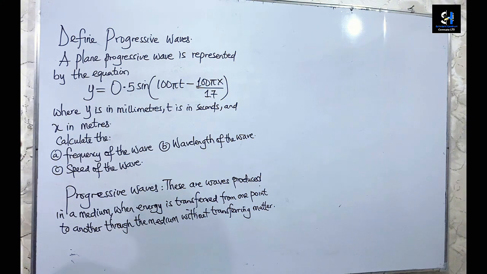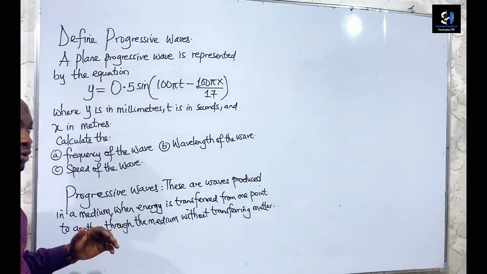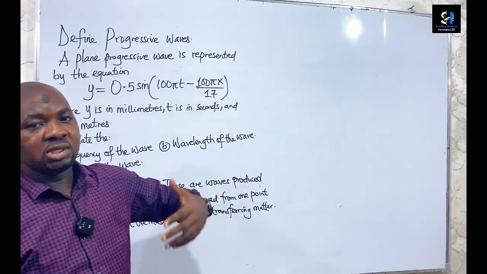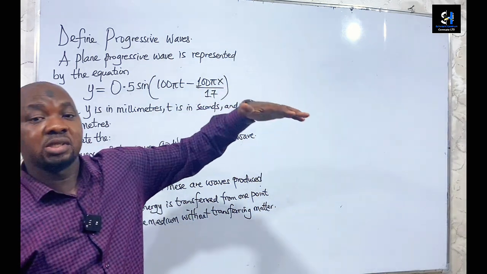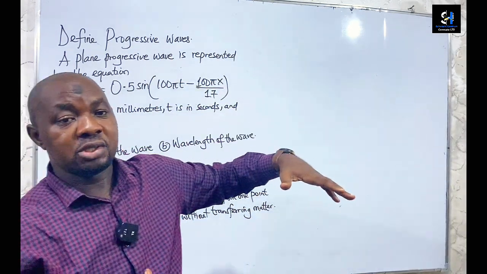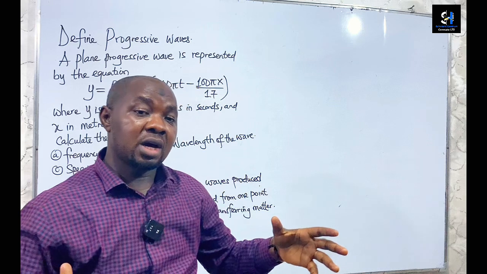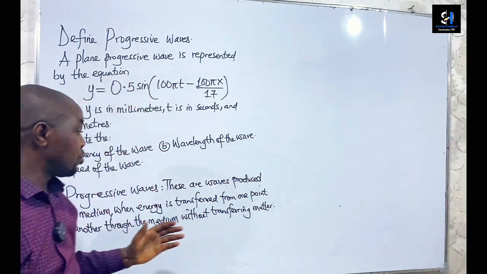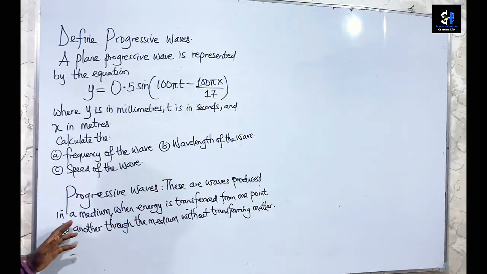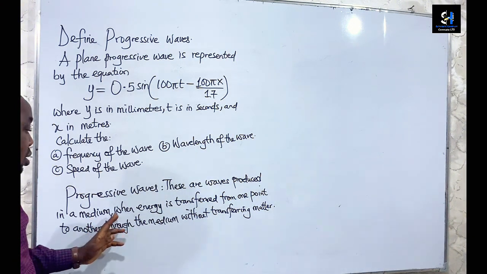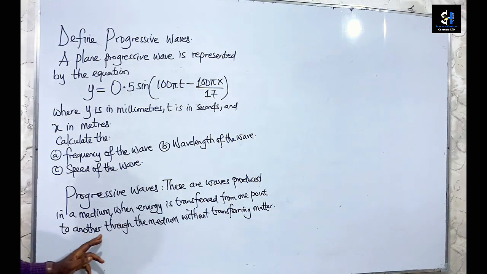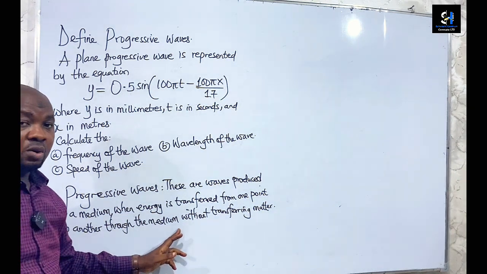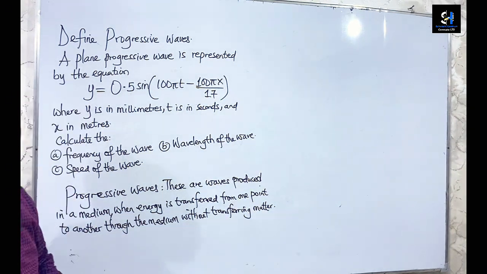So progressive waves are waves produced in a medium because, like I said, it forms a series of concentric circles. That is when ripples are seen on a water surface. The ripples are what we term as a wave. So progressive waves are waves produced in a medium when energy is transferred from one point to another through the medium without transferring matter.